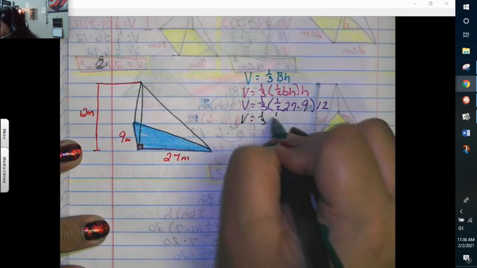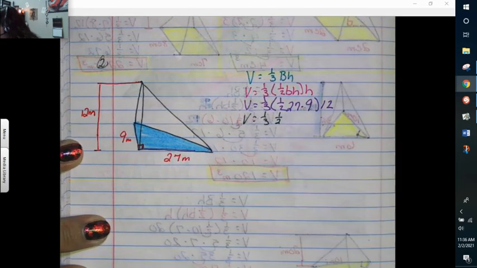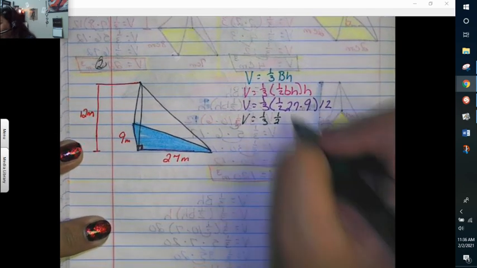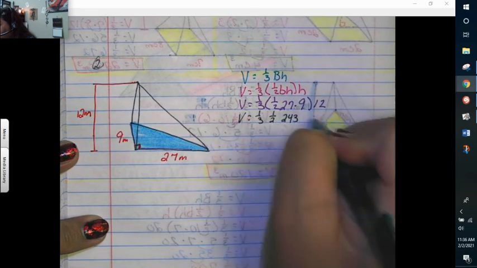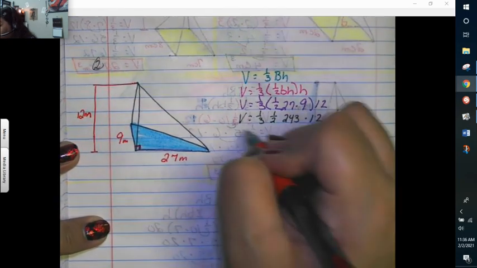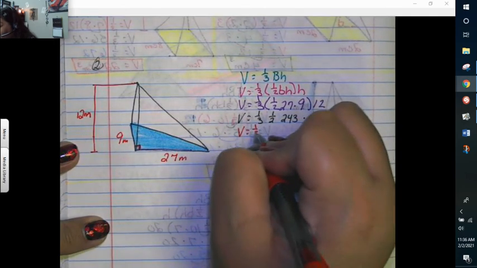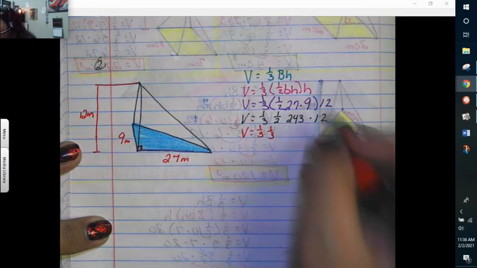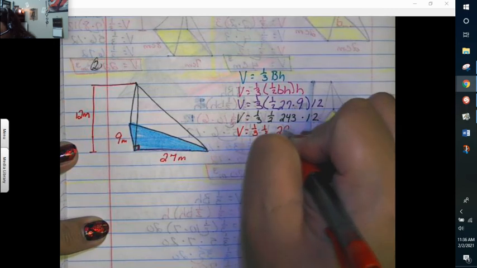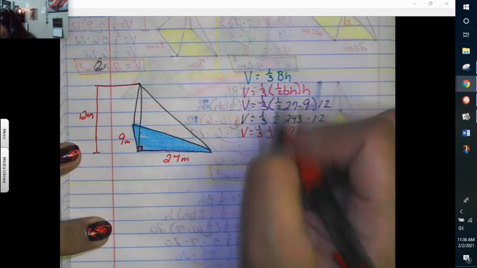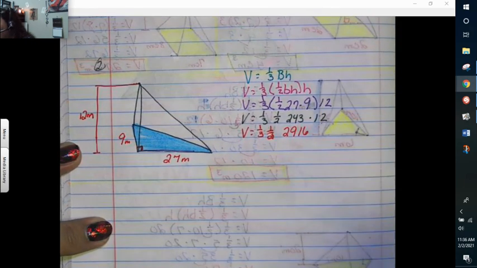Can't divide 27 by 2, so I'm going to leave that there. 9 times 27 gives me 243. So 243 times 12. Still can't divide by 2 evenly. So 243 times 12, 2,916. Oop, that's supposed to be a 2. Keep on wanting to do 3. See, even I make mistakes. Y'all got to be very careful. Good thing I caught that.